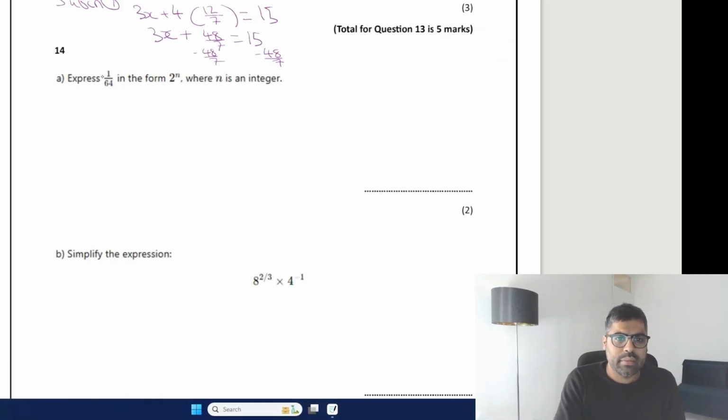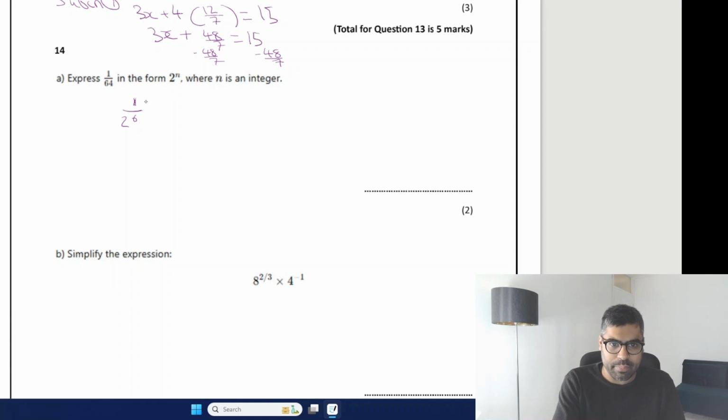Question 14 looks like a powers question, so we need to express 1 over 64 in the form 2 to the power of n. Seems relatively straightforward. Let's focus on, it's 2 to the power of n, so let's focus on the 64. We know this is a key part of it. So we're going to have 1 over, let's rewrite 64 as 2 to the power of something. So just doing it very quickly, 2 cubed is 8, 2 to the power of 4 is 16, 2 to the power of 5 is 32, so 2 to the power of 6 is 64.